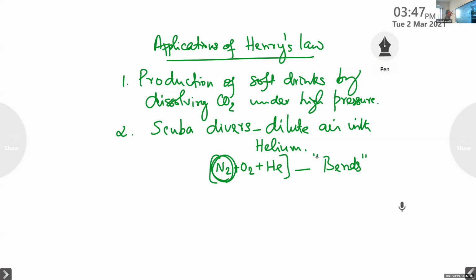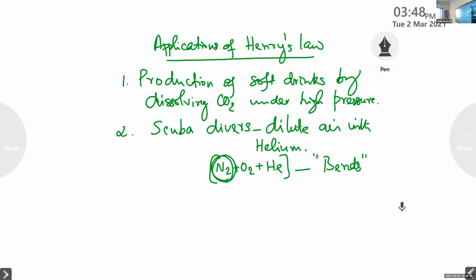So when they go underwater, due to high pressure, nitrogen will dissolve to a greater extent. And if ordinary air is used, more nitrogen will be dissolved in our blood. When the scuba diver is coming out, dissolved nitrogen will be forming nitrogen gas bubbles in our veins, and there is severe pain known as bends. If air is diluted with helium, the amount of nitrogen can be reduced.